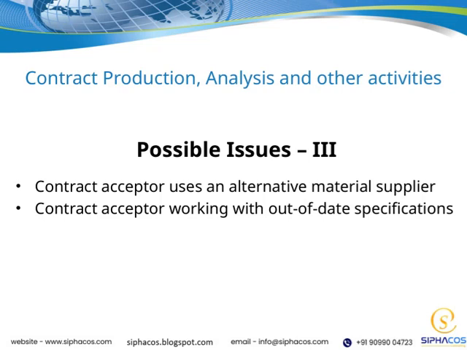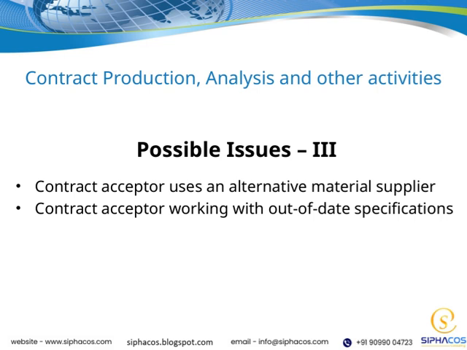Let's discuss some possible issues that can arise in our processes. One key point is when the contract acceptor uses an alternative material supplier. This can introduce variability or quality concerns, especially if the supplier hasn't been thoroughly vetted or if their materials don't meet our standard specifications. Another issue is when the contract acceptor is working with out-of-date specifications. This can lead to mismatches in material quality or performance, which might compromise the integrity of the final product. Keeping specifications current and clear is essential.